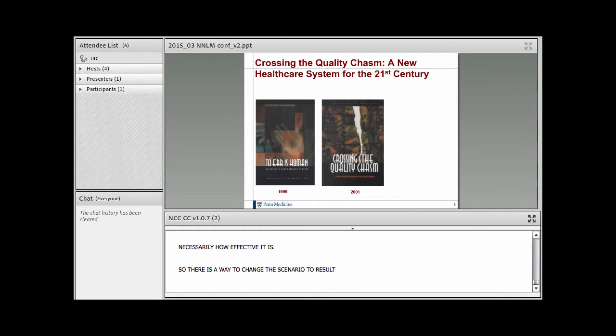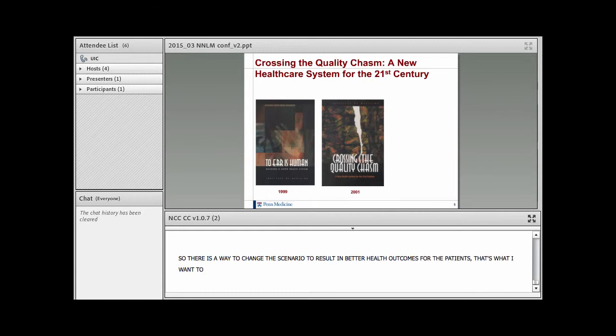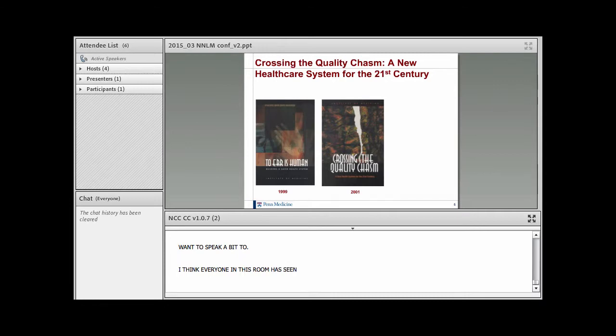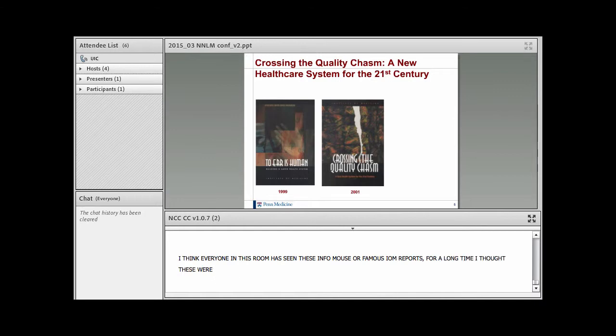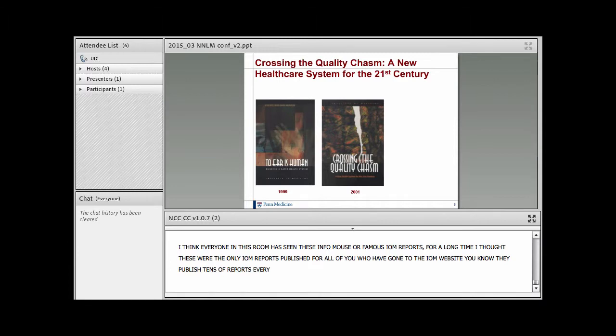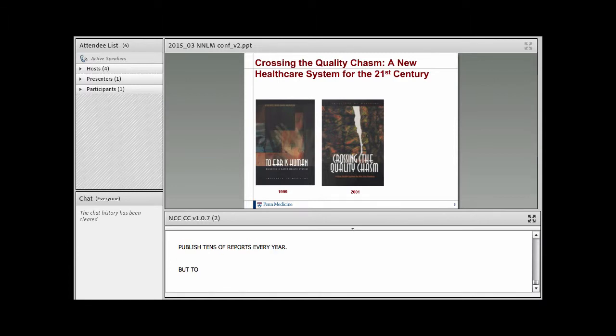So I think everyone in this room has seen these infamous or famous IOM reports. For a long time, I thought these were the only IOM reports that were ever published, which for all of you who have gone to the IOM website, you know that they publish tens of reports a year. But To Err Is Human clearly established the patient safety movement.